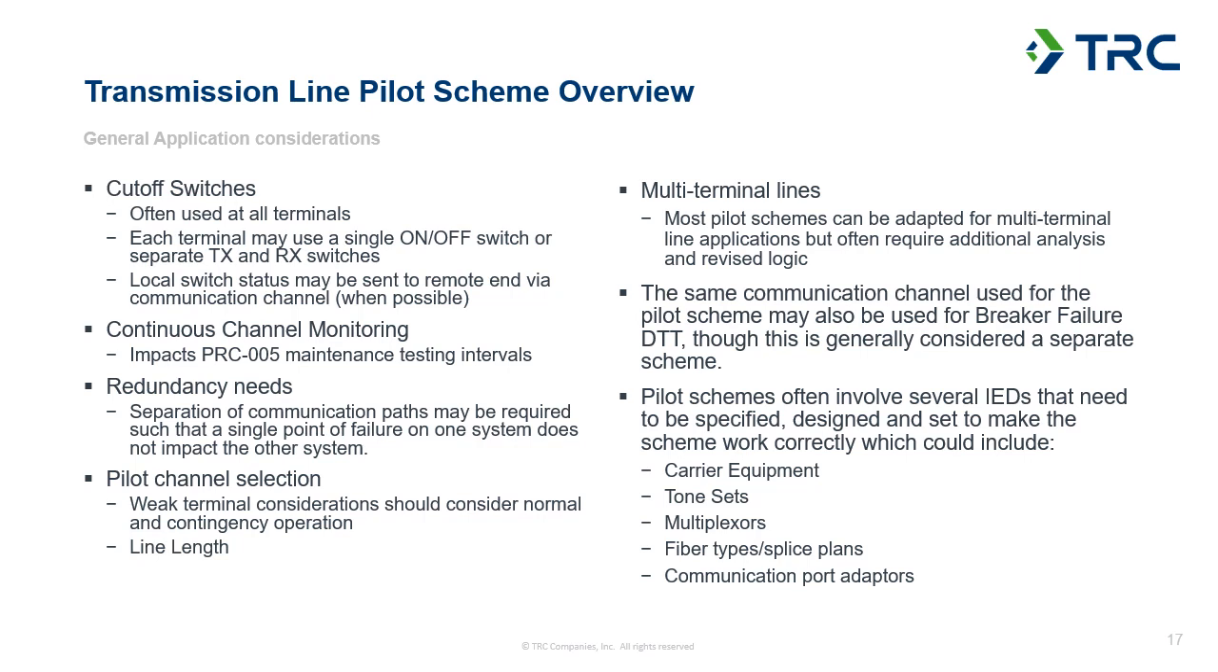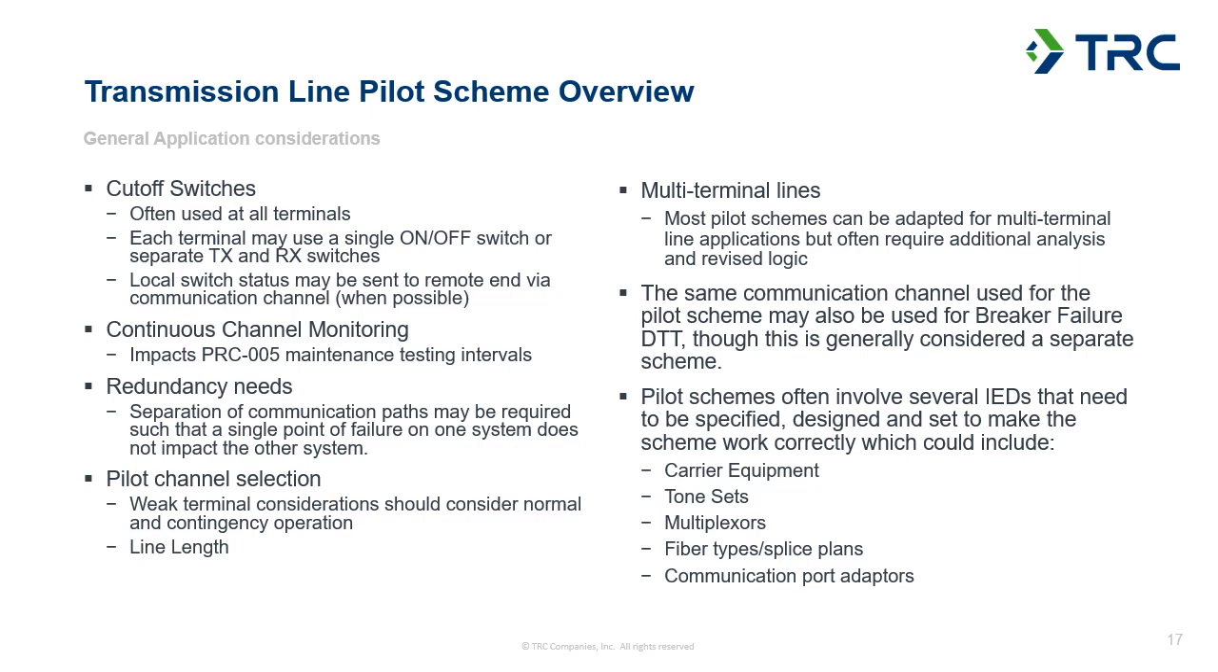And that can be accomplished either with a single scheme that just turns everything on and off, or a scheme where you're turning transmit and receive off separately. And the status of those switches may be sent over a communications channel to the remote end, so that the remote end knows when the scheme's disabled at the other terminals, and can make logic changes to the scheme to accommodate for that. So that's generally something you'll see. That way, if there needs to be maintenance on the communications channel, or there's something else going on at one of the other terminals, you can disable the scheme temporarily and then put it back in service once that work is complete.